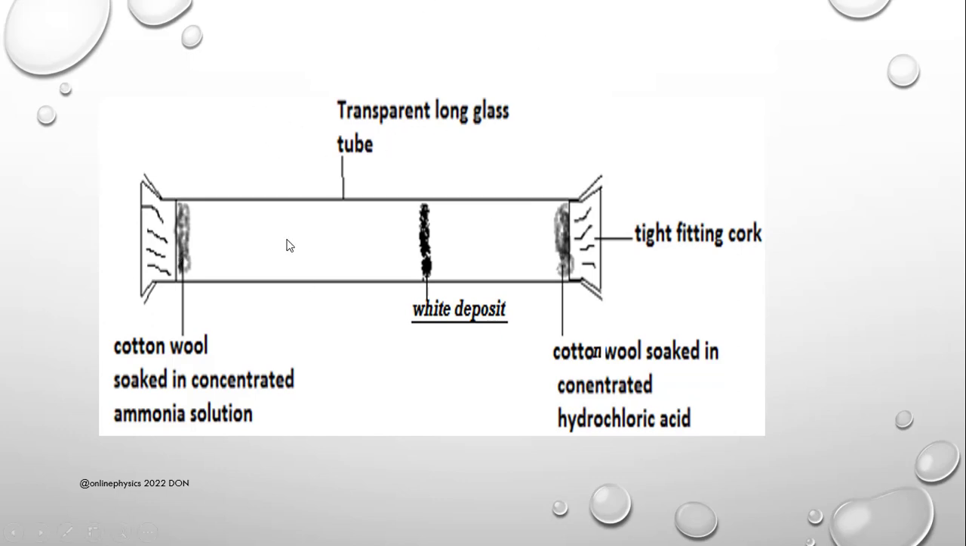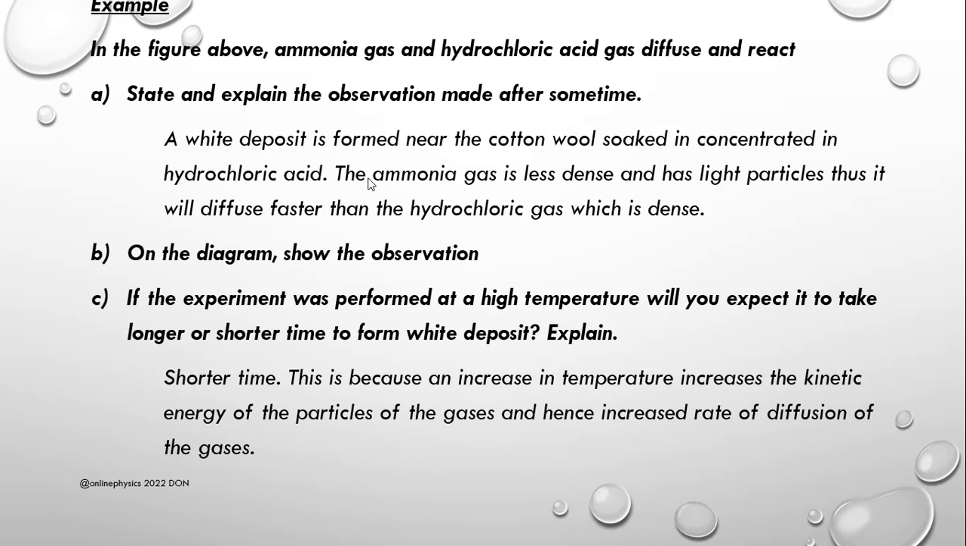Look at the figure that we have there. We have cotton wool soaked in concentrated ammonia solution, a tight fitted cork, cotton wool soaked in concentrated hydrochloric acid, then a transparent long glass tube. Then we have an example question that uses that figure. In the figure above, ammonia gas and hydrochloric acid gas diffuse and react. Part A. State and explain the observation made after some time.